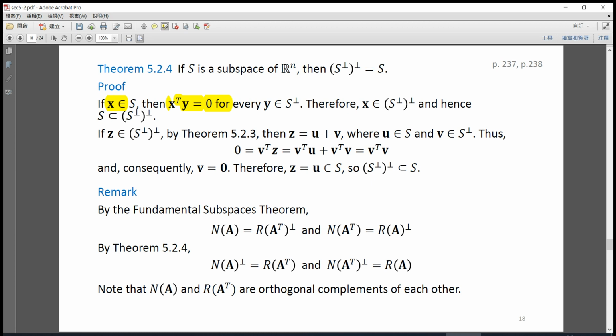Next, we prove the second inclusion. Consider x belongs to the perp of S perp, and if we can show x also belongs to S, then we can say the perp of S perp is a subset of S. If x belongs to the perp of S perp, according to Theorem 5.2.3, x can be uniquely expressed as the sum of u and v, where u belongs to S and v belongs to S perp.